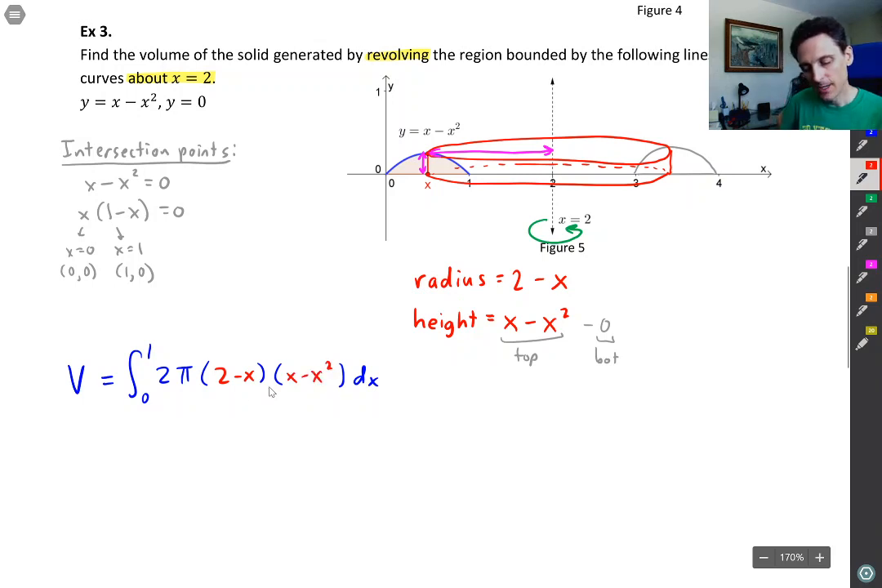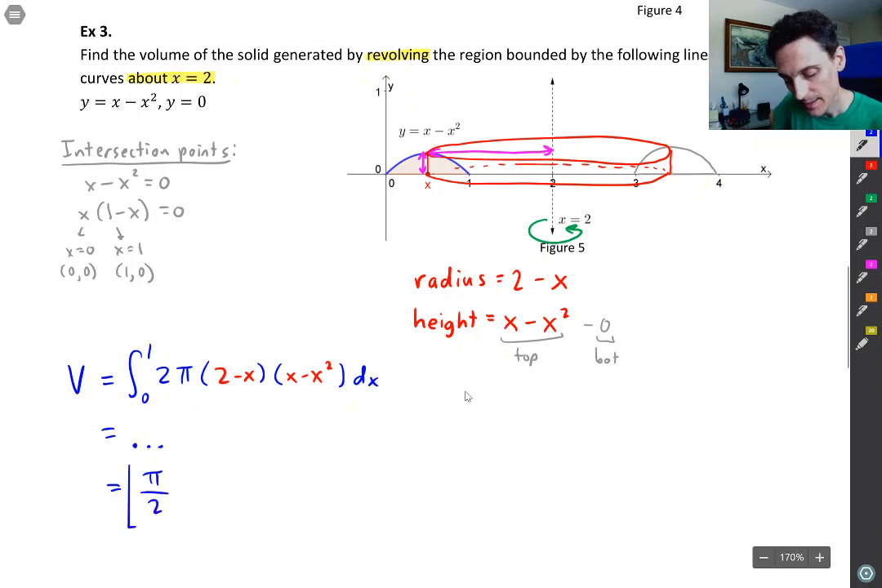Okay, feeding in our radius and our height. Once again, we have a fairly straightforward integral. Make sure that you distribute everything here. You're going to have to FOIL: 2 times x, 2 times negative x squared, and then negative x times x, and then negative x times negative x squared. So you'll get 4 terms, and you can pop the 2 pi out. If you have trouble with this, just let me know. And in the end, you should get pi over 2 for your result.